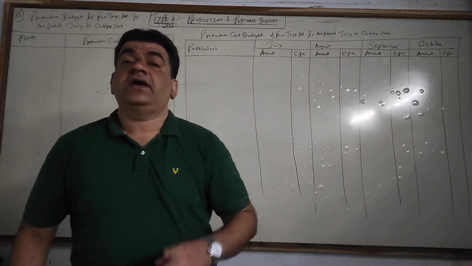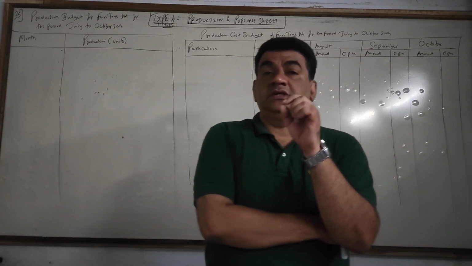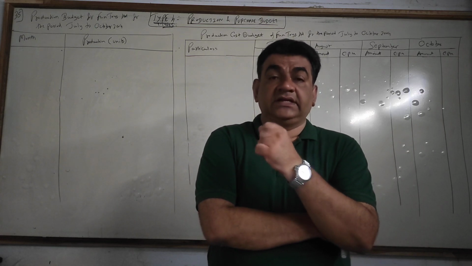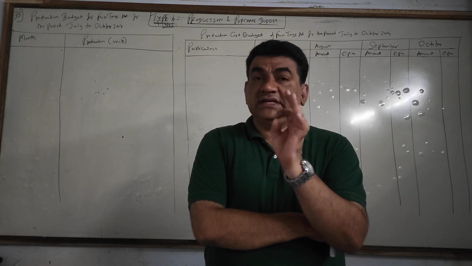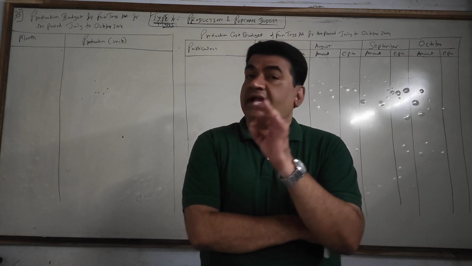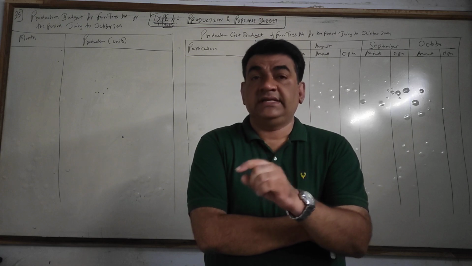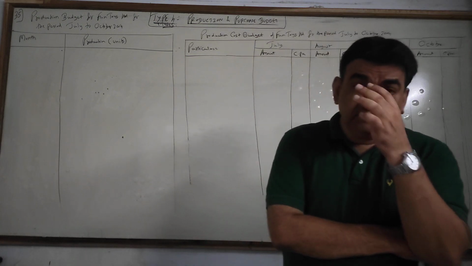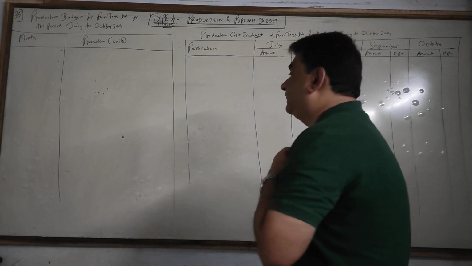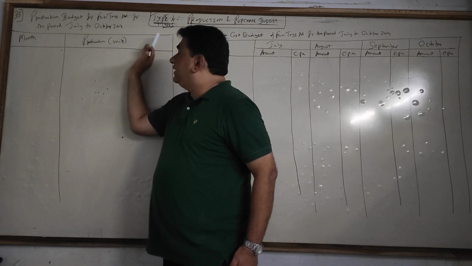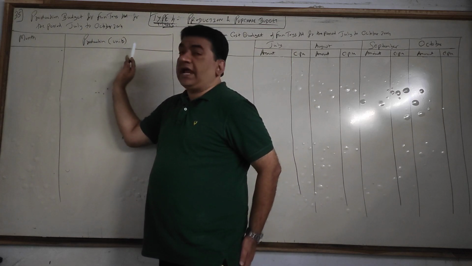Now when I say only production, they have told you production budget and production cost budget. So when I say production budget, it means budget only in terms of quantity, units. And when I say production cost, it means units and amount both. So we'll split it in 2 parts. First, production budget for Fun Toys Limited for the period July to October.